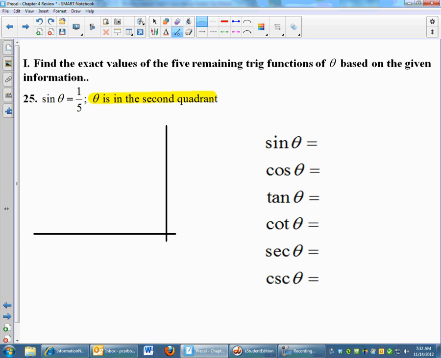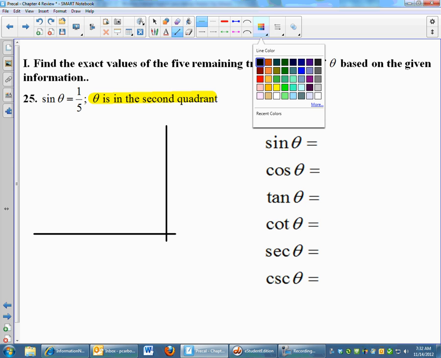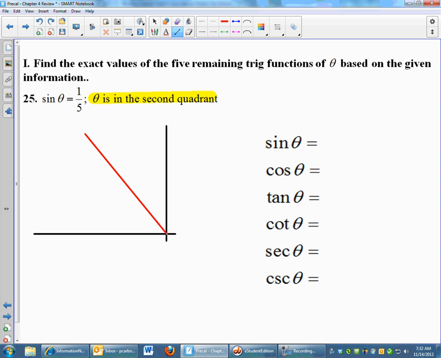The way you do that, I'm going to change colors here. Let's go red. You start at the origin, you go into the quadrant, and then you go back to the x-axis. It's imperative that you draw your triangle correctly. Do not draw your triangle into the quadrant and then back to the y-axis. You don't want to do that. I see people get the triangle drawn wrong. You start at the origin, go into the quadrant, then back to the x-axis.